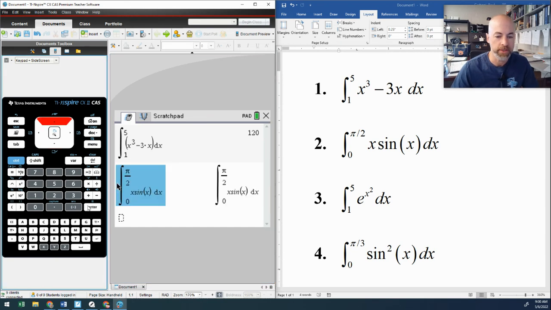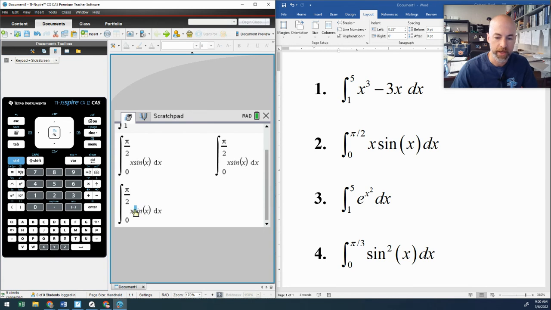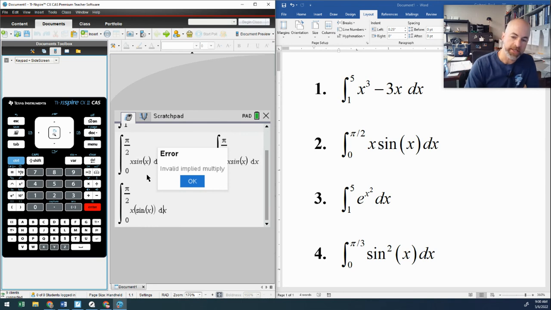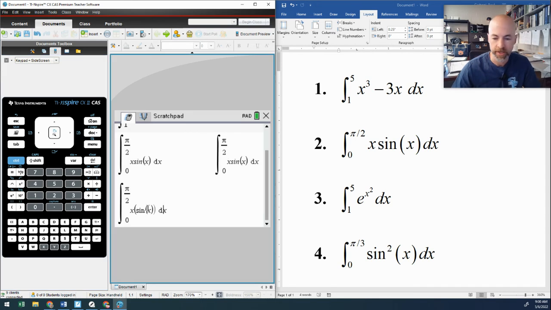One of the options to do that, you may be thinking, is how about we just put the sine in parentheses? If I put parentheses there and hit enter, now it says invalid implied multiply, another error. Because in the calculator, if you hit x or any letter followed by an open parenthesis, the calculator will read that as a function, like f of something. So now the calculator is trying to figure out what is x of sine x, and it does not know what the function x is, so it's really confused. So we will fix this. Let me clear that out.